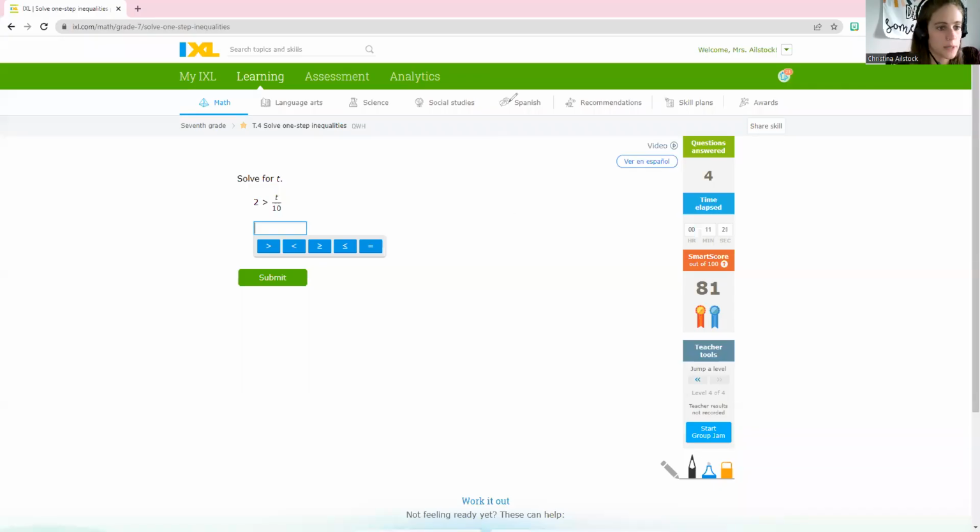All right, this is a good one. In this case, notice that your variable is on the right instead of the left. It doesn't make any difference. So it looks a little weird because it's not what we're used to seeing, but our steps are the same. So we want to get that t by itself. It's currently t being divided by 10. The inverse of division is multiplication. So 10 times 2 is 20.